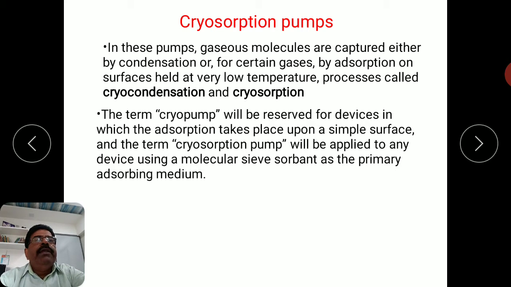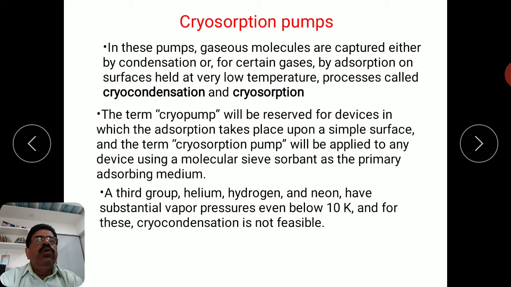So this is the main difference between the cryocondensation pump and the cryosorption pump. In the cryocondensation pump, we are using a surface which is cooled with a certain refrigerant like liquid nitrogen or liquid helium. So thereby the gas molecules will be condensed and they are trapped in this way. But here in cryosorption pumps, a molecular sieve sorbent is used as the primary adsorbing medium. So that is the basic difference one must note here.